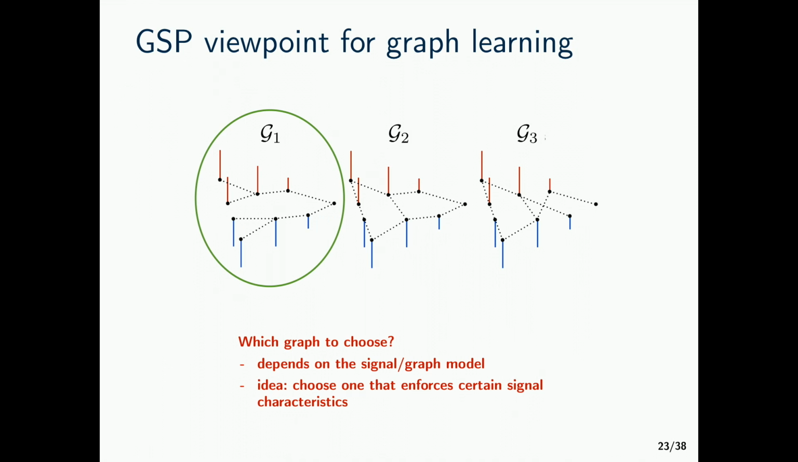Obviously, such a choice depends on the model that we think about. The reason is that if you have a different graph, it will lead to different properties of your signal. So if you choose the graph to be G1, that will lead to a smooth signal, as I just explained. But if you choose the other two graphs, the resulting signal will be less smooth. So the idea would be to choose the graphs such that we can enforce certain desirable properties of the signals that we care about.